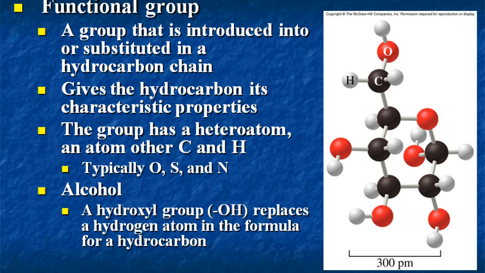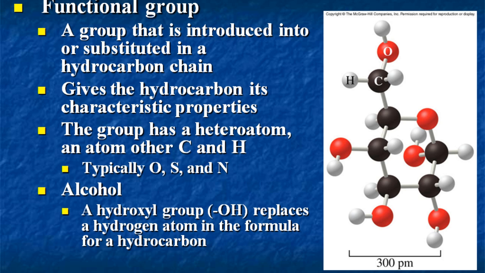Now, functional groups. When we say functional group, it is a group or an ion which is introduced or substituted into a hydrocarbon chain. So, when you talk about hydrocarbons, they all contain carbon and hydrogen. So, what is the difference between them? They should all have the same property, right? So, why do we have these different hydrocarbons? The functional group will give a hydrocarbon its characteristic properties. That is, it depends upon how many functional groups you have in a particular hydrocarbon. That tells you what exactly the property of that hydrocarbon is.